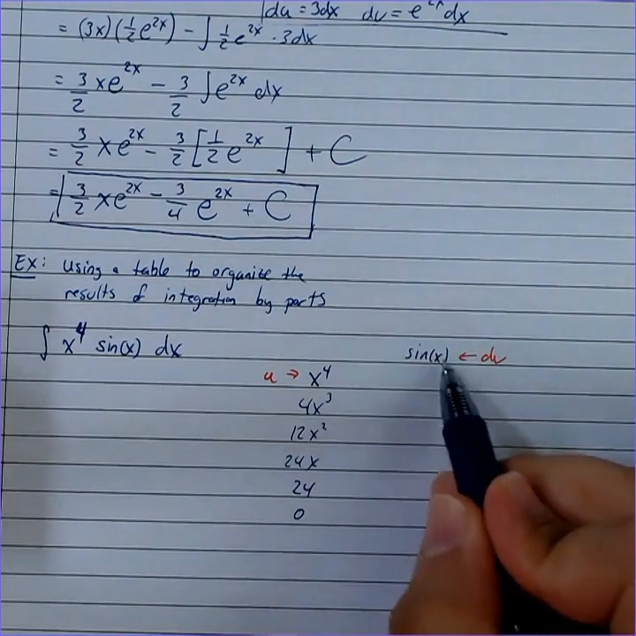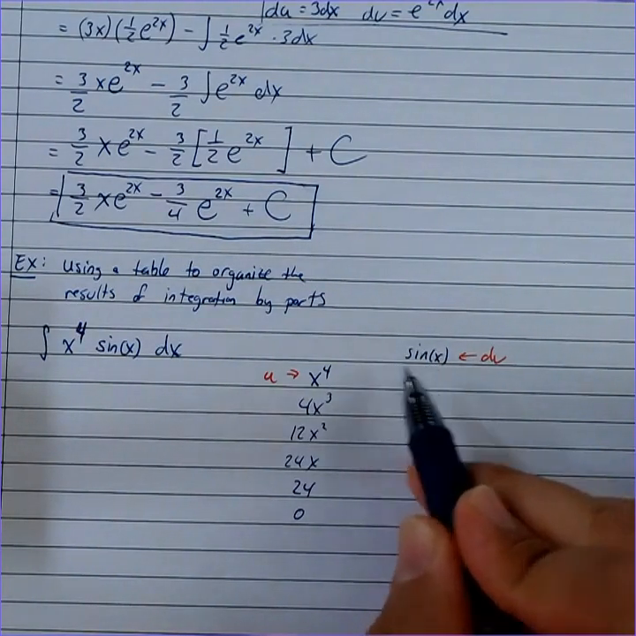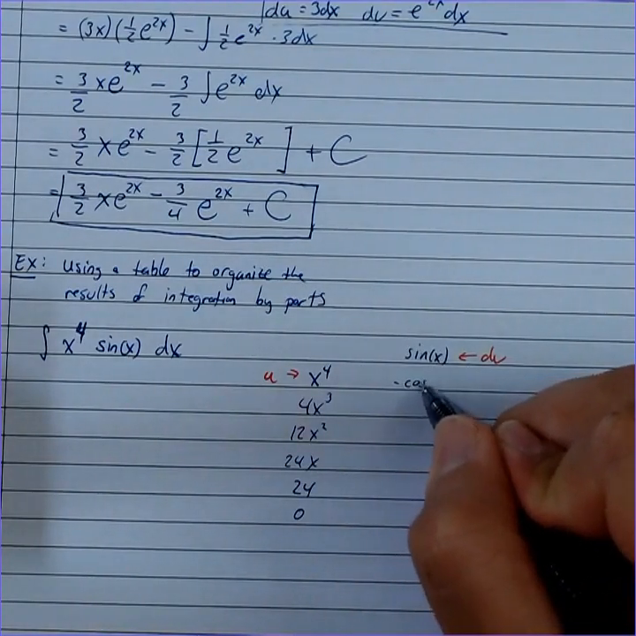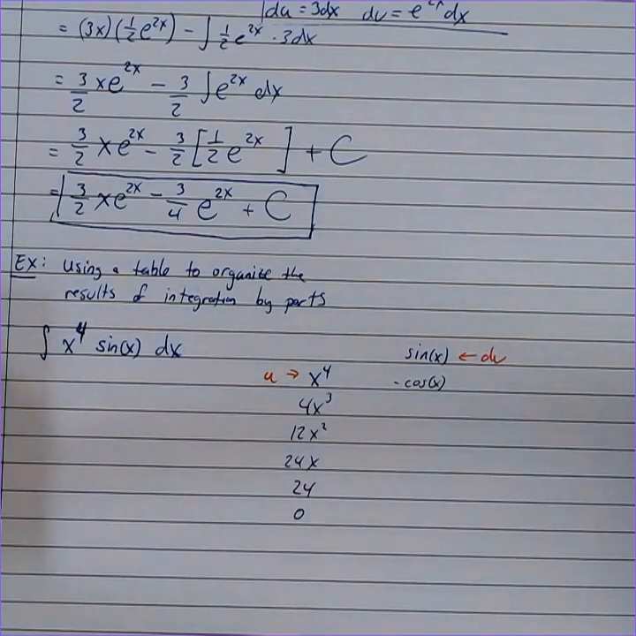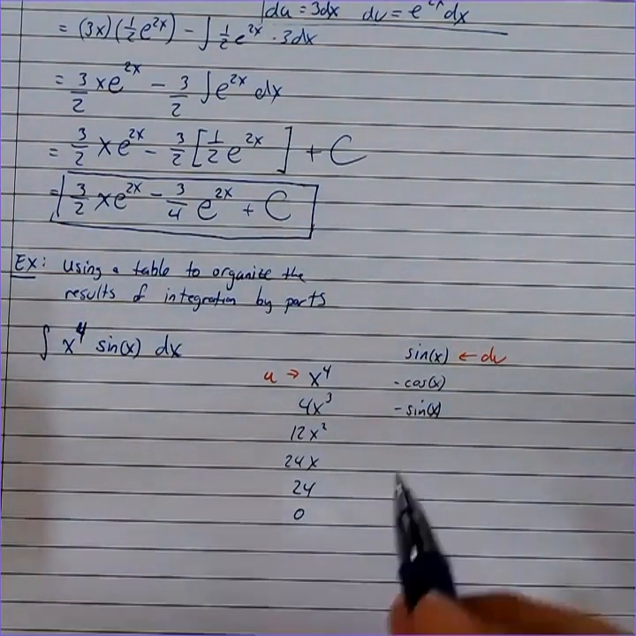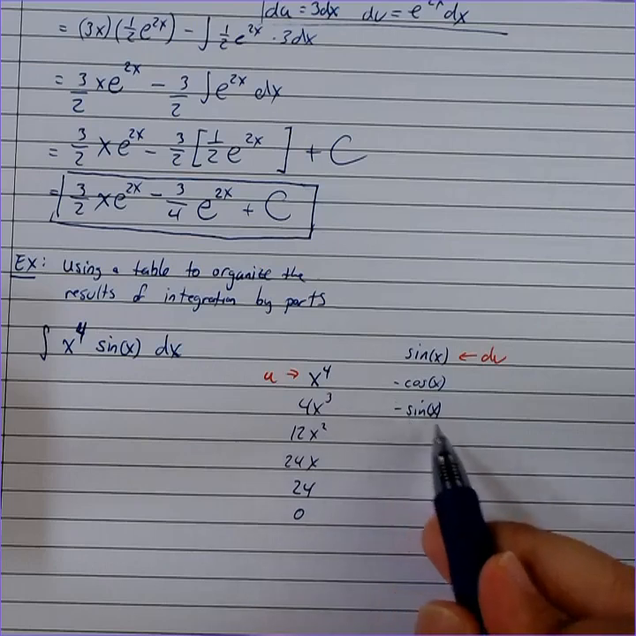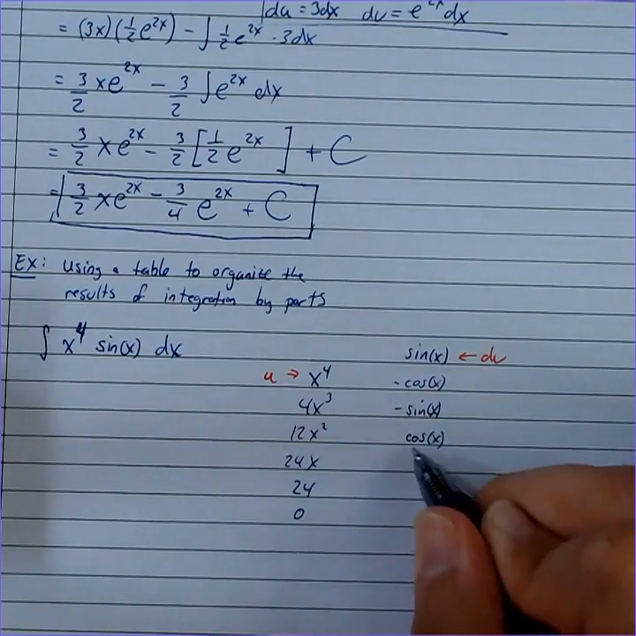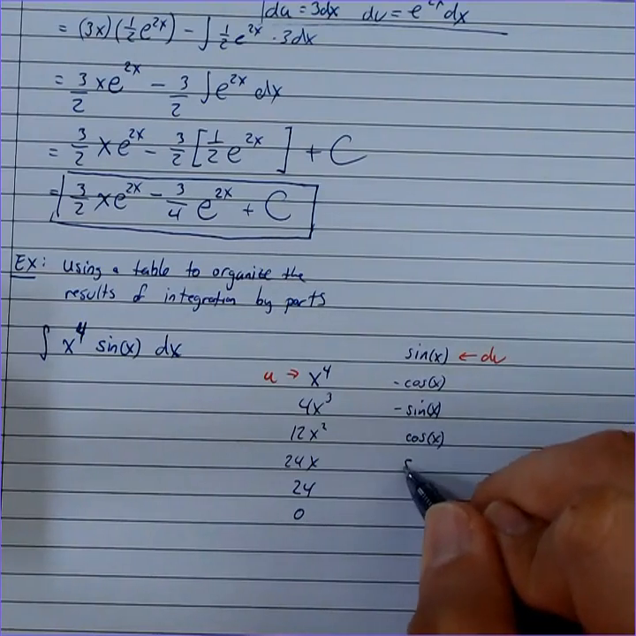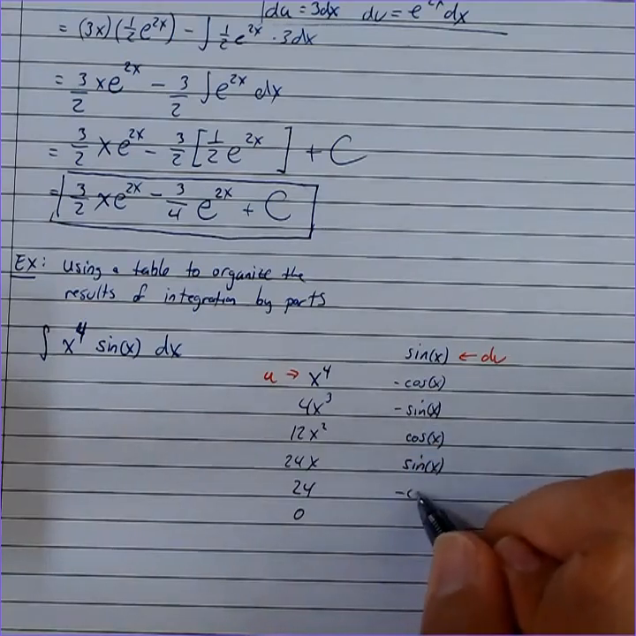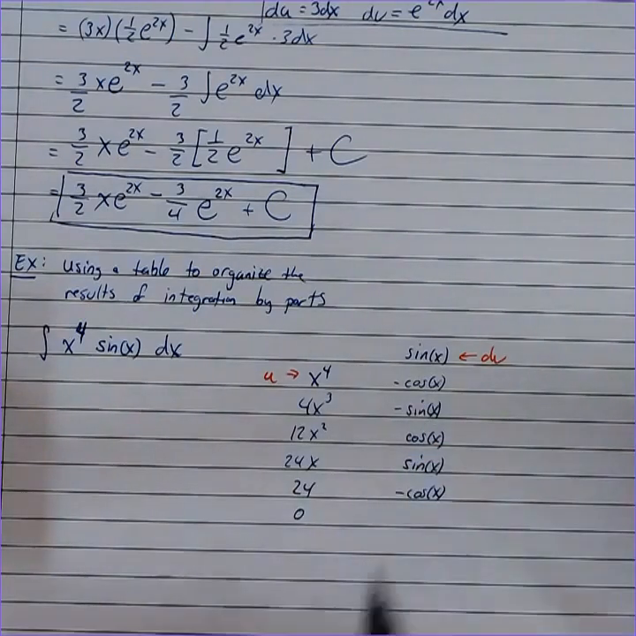Now for this expression, you're going to take antiderivatives. Take the antiderivative of the sine of x. Well, that's negative the cosine of x. Now take an antiderivative of negative the cosine of x. Oh, that's negative sine of x. Take the antiderivative of negative sine of x. Oh, that's going to be cosine of x. The antiderivative of cosine of x is sine of x. The antiderivative of sine of x is negative cosine of x. And you can stop there.